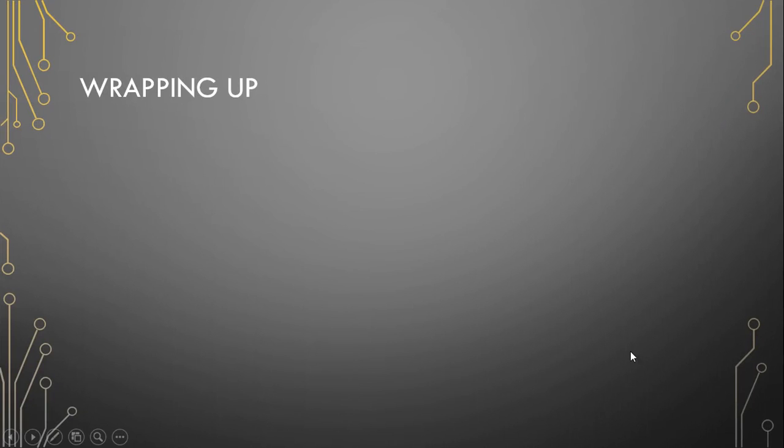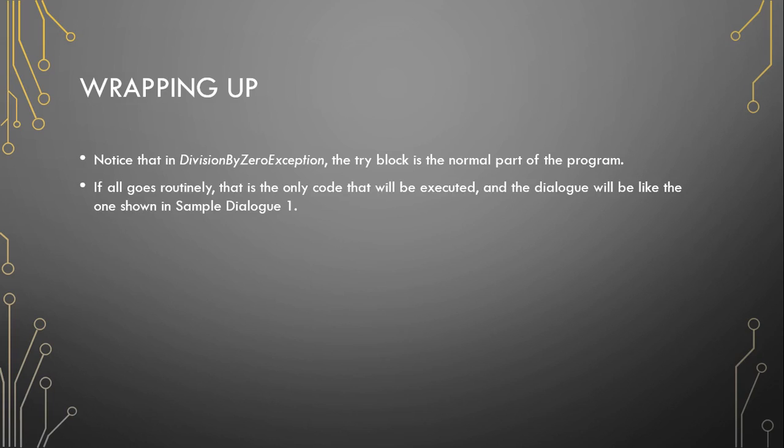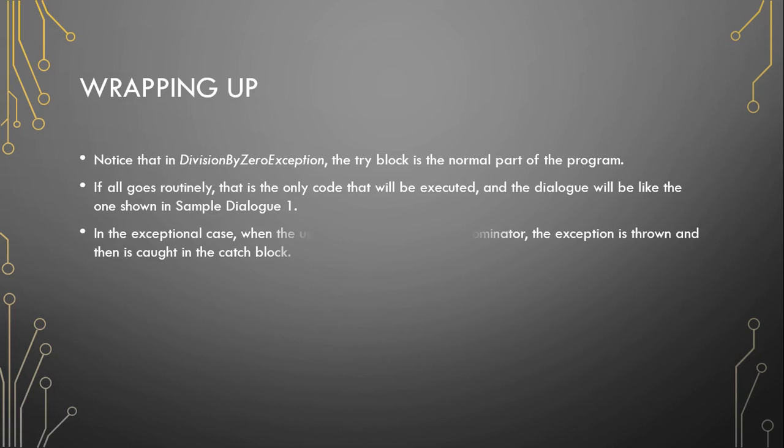All right, let's wrap this up real quick and bring everything we talked about together. You'll notice that in DivisionByZeroException, the try block is the normal part of the program. If all goes routinely, then the only code that will be executed is that, and the dialog will be just like the one shown in sample dialog number 1. In the exceptional case, when someone plugs 0 for a denominator, the exception is thrown and is caught in the catch block.